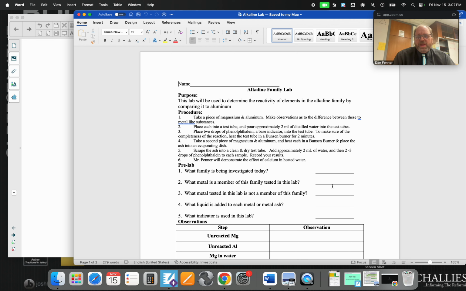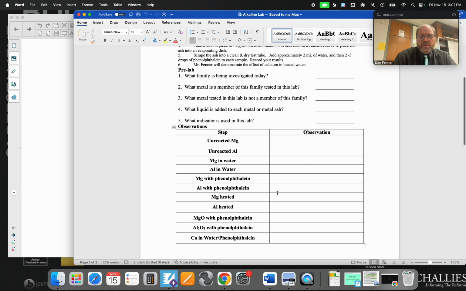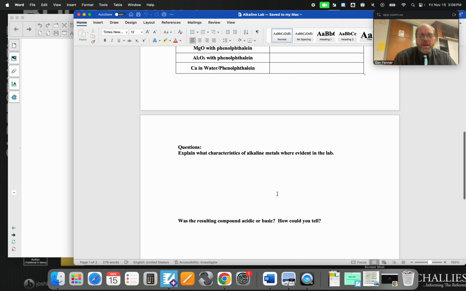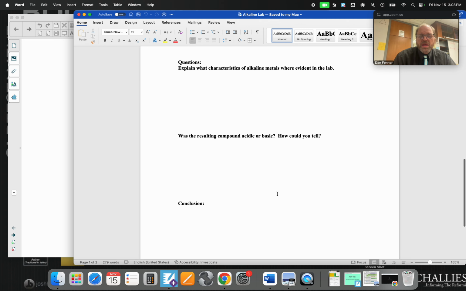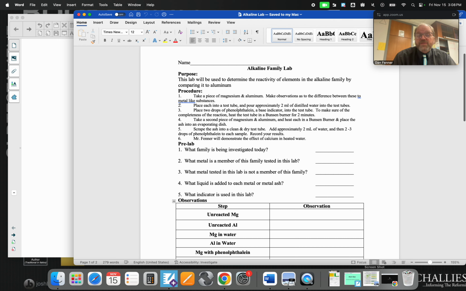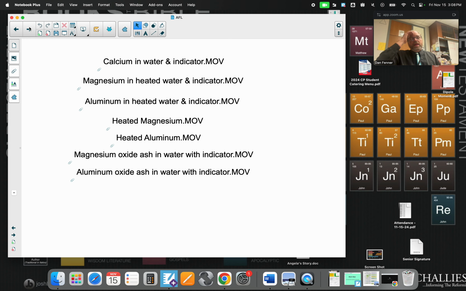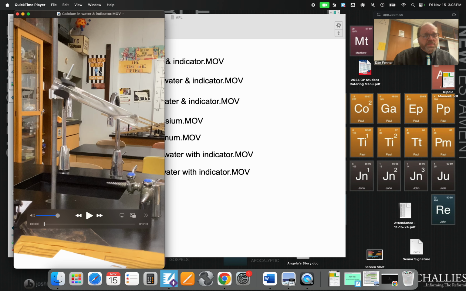So the pre-lab questions make sure we understand what's going on. There's a data table of everything we need to look through. So copy down a couple of questions and the conclusion. All righty, copy that if you want to. And here's each step of the lab. So let's start with the calcium in water demonstration.